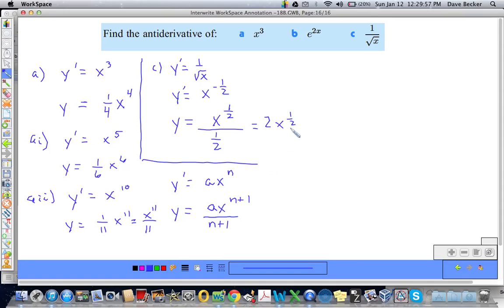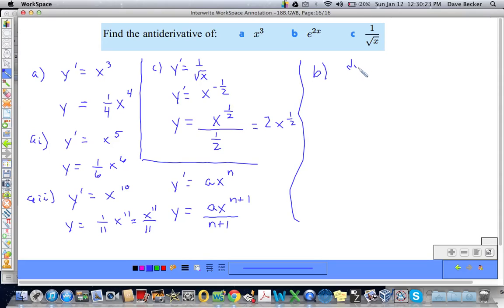Yes? Okay. Don't believe me? Take the derivative. See if you get x to the negative 1/2. 1/2 times 2 is 1, the coefficient. And 1/2 minus 1 is negative 1/2. So you get x to the negative 1/2, which of course is equivalent to 1 over root x. Okay, last example here, I'll do b.